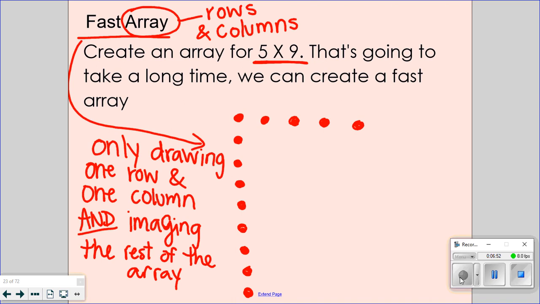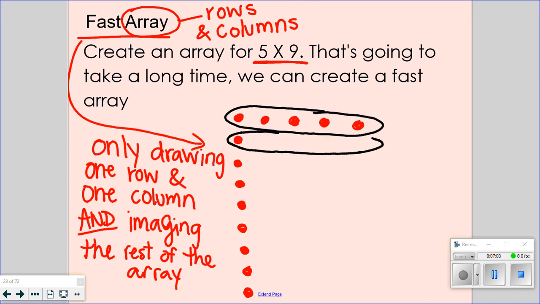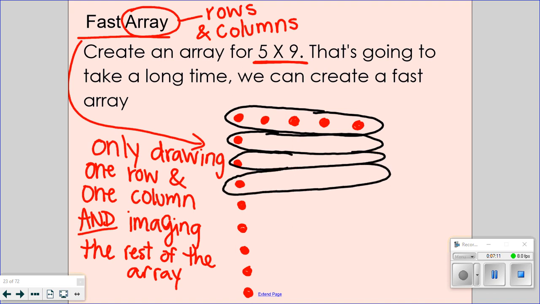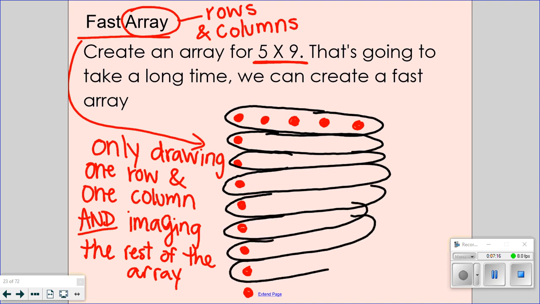So now I can imagine the rest of my dots to figure it out. How many is here? 5. How many is here? So 5, 10, 15, 20, 25, 30, 35, 40, 45. Did you actually draw 45 dots figured out? Yes. Did we? No, we didn't. We had to imagine them, we had to think about them, we had to know they were there, but we didn't have to draw them all.